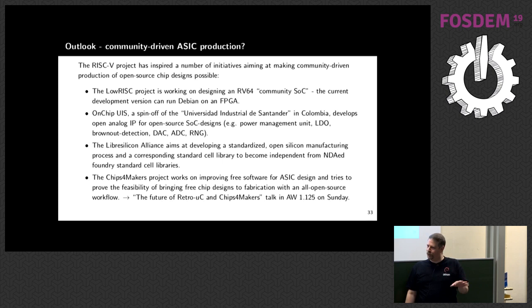And then there's Chips for Makers, which is a project to improve the software side for ASIC design, which also has a talk tomorrow upstairs. They are aiming to produce a community-funded small CPU. This is 16-bit, 32-bit, 68K, Z80 type stuff. They have actually managed to get the design done, but in the first round, the funding for the actual mass production of the chip didn't work out. They're trying to do another run, and we'll see how far they get. So that's my talk so far. Questions?